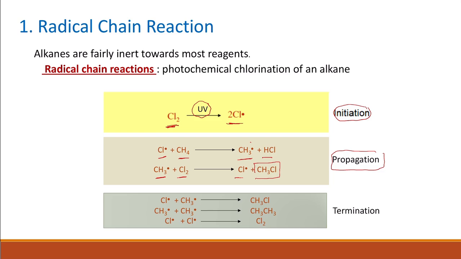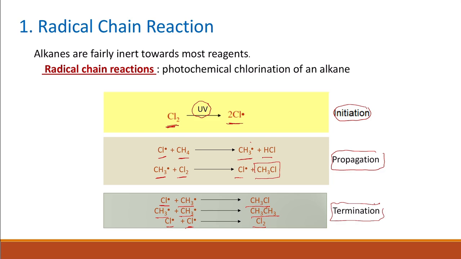And then the termination step, in which the free radicals that have been produced will react together to give you the final neutral compounds. So you have the chlorine free radical and the methyl free radical reacting together to give you methyl chloride. And then the methyl free radical can react with another methyl free radical to give you ethane. You have the chlorine free radical reacting with another chlorine free radical to give you chlorine. As you can see in the termination step, all the products are just neutral compounds. No more free radicals are produced here.